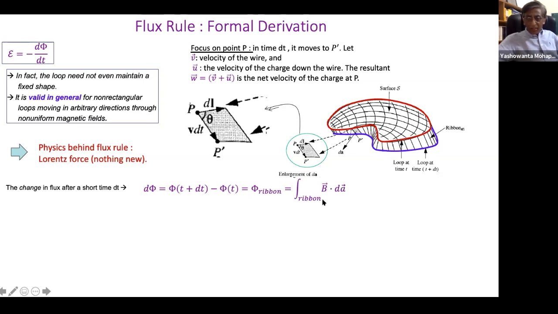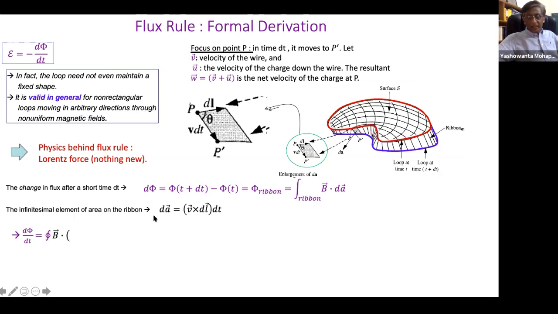So what is B dot dA in the ribbon? If we calculate that, then we get the dΦ, right? So let's look at a small strip, an infinitesimal element of area on the ribbon. That is, of course, dA equals v cross dl dt. So that is the area.